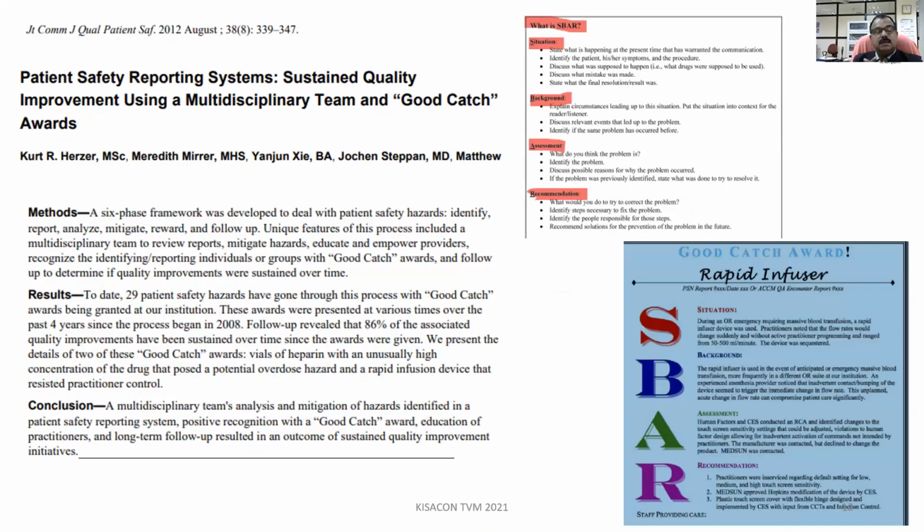This is another interventional approach where a multidisciplinary team worked on quality improvement, and the persons reporting the hazards are actually given an award. They put it as the SBAR, and they suggested that a multidisciplinary team's analysis and mitigation of hazards identified in a patient safety reporting system, positive recognition with a good catch award, education of practitioners, and long-term follow-up resulted in sustained quality improvement initiatives.